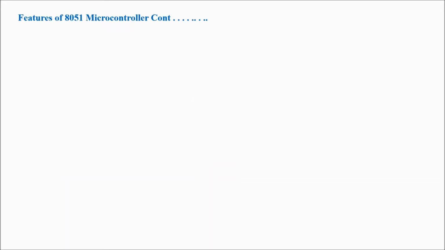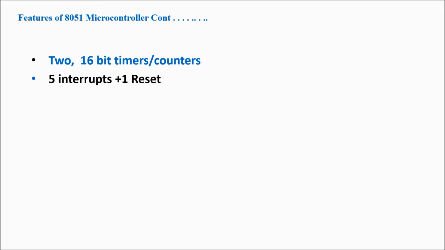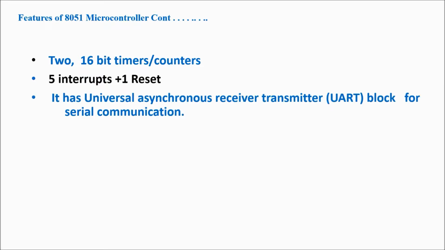The other features of 8051 are, it has two 16-bit timer counters. It has 5 interrupts plus 1 reset terminal is used as a hardware interrupt. So total 6 interrupts are there. It has universal asynchronous receiver transmitter, that is UART block, which is used for serial communication. Then it has 4 input output ports. Each port is having 8-bit port terminals, so total 32 port bits are available to interface input-output devices.